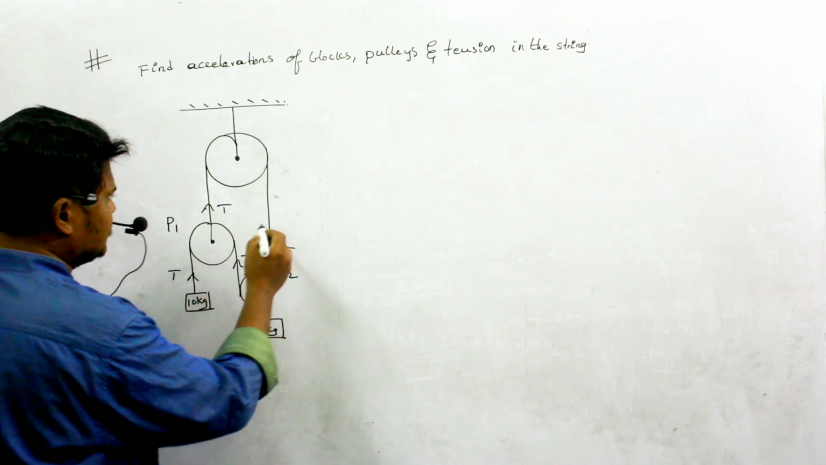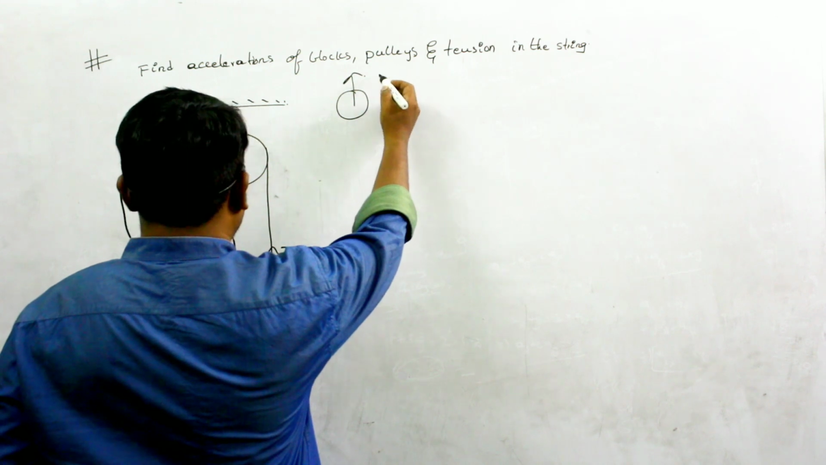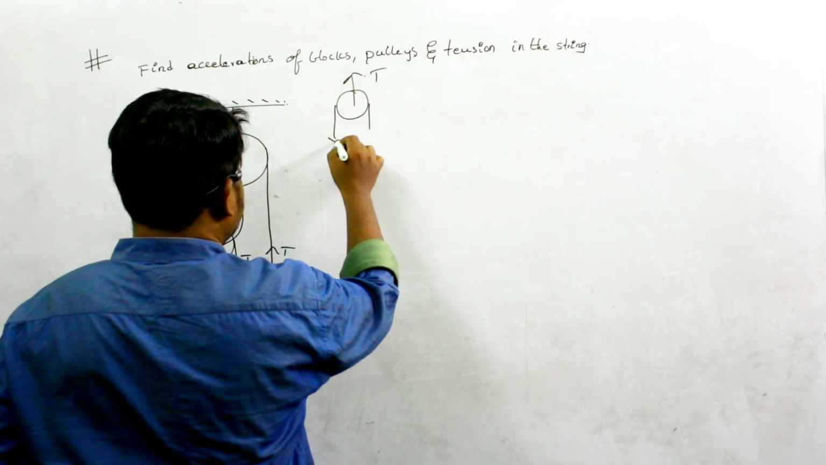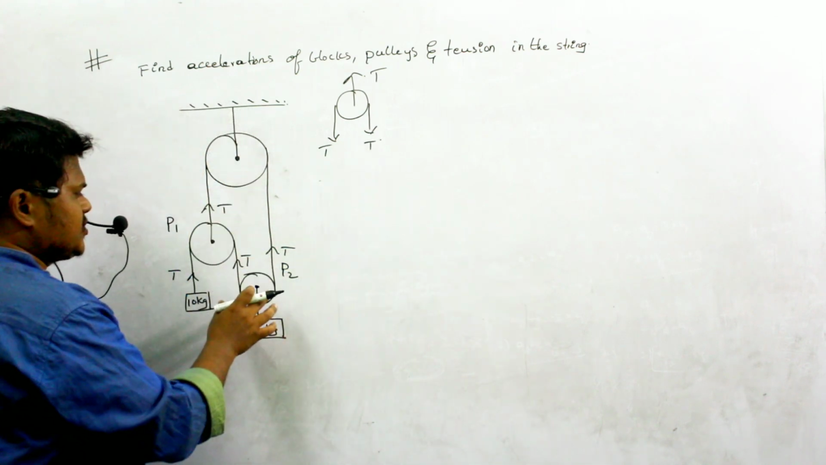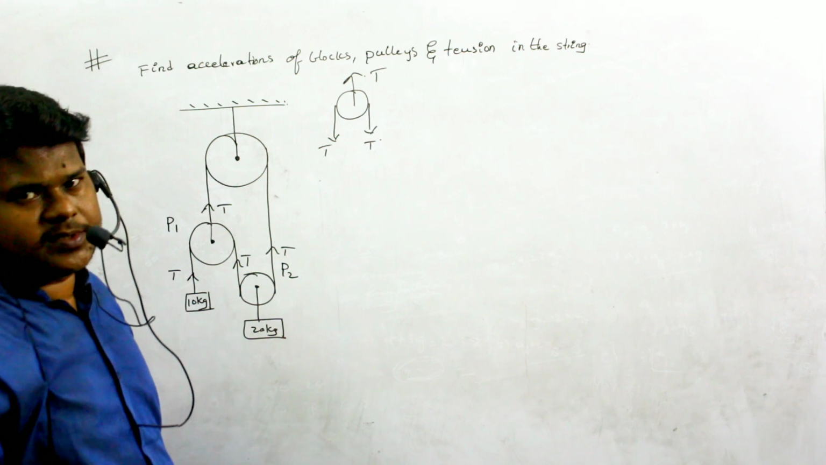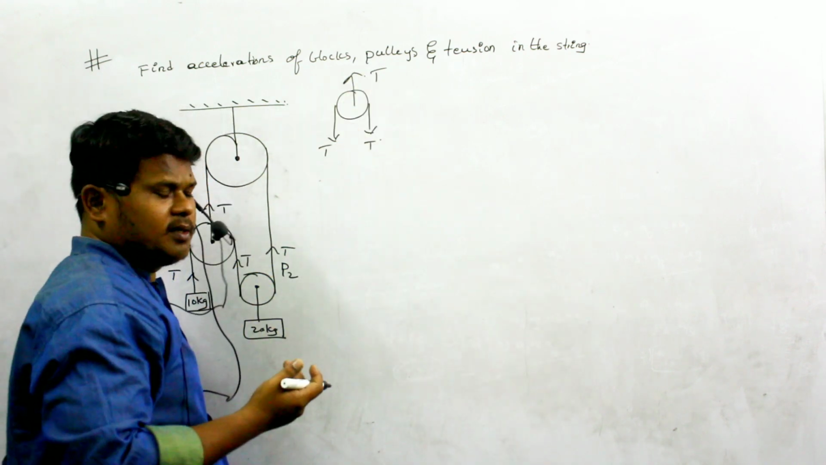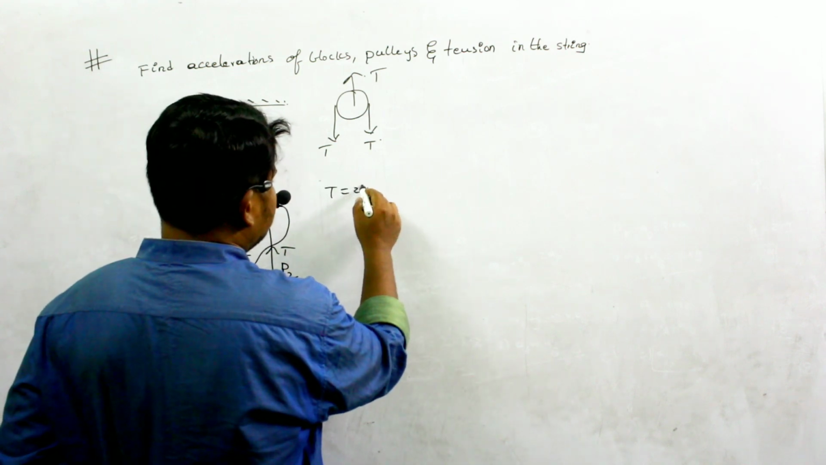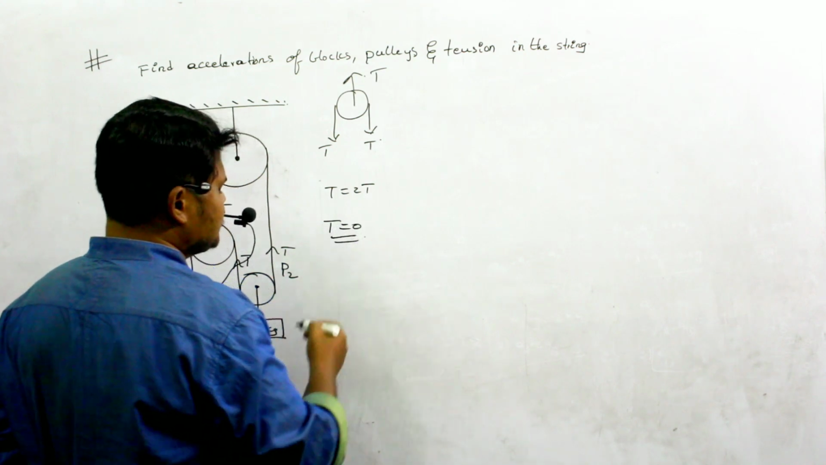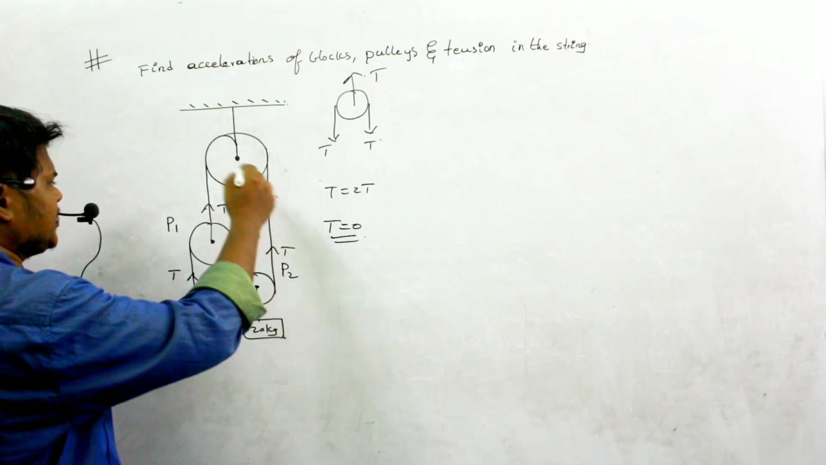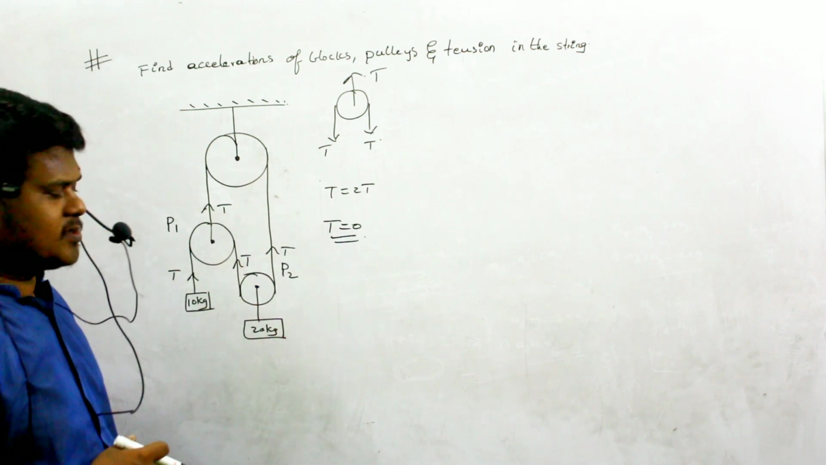Now if I take this pulley P1, then here it is given that tension is T, but here tension is 2T, T and T, 2T. And it is given also that these pulleys are all massless pulleys. So for massless pulleys, the upward tensions and downward tensions must be equal. So T is equal to 2T. So this condition is satisfied only when tension becomes 0.